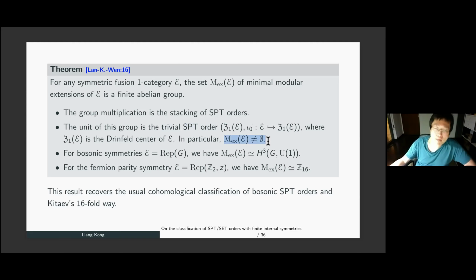Now if the symmetry is bosonic, that means E is Rep G. If it is bosonic, then we recover the well-known group cohomology classification of the SPT, because this group is isomorphic to the group cohomology group. They're isomorphic. And for fermionic parity symmetry, let's take Z2. It simply recovers the Kitaev 16-fold way. So we should be happy. We recover the previously known results. All right.